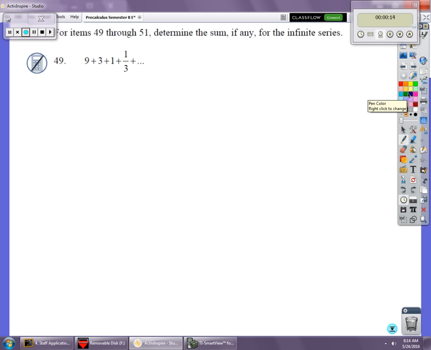Okay, so what we have to do on the next couple is determine the sum, if any, for the infinite series. Infinite meaning it's going to go on forever. I noticed this ellipsis here, meaning it's going to keep going and going and going. So it's just going to go on to infinity. Okay, so I have to think to myself, well, what kind of pattern is this? I know we've talked about geometric patterns, we've talked about arithmetic patterns. What is this one doing?